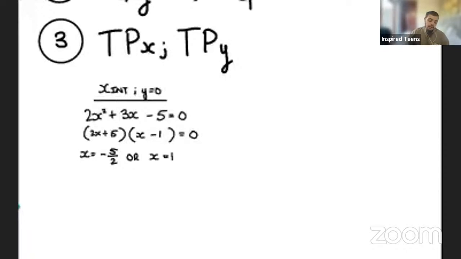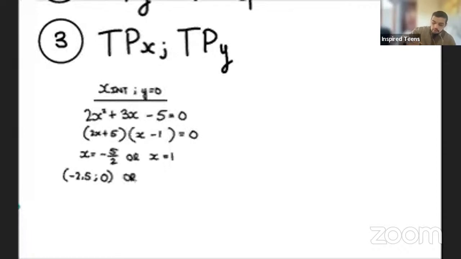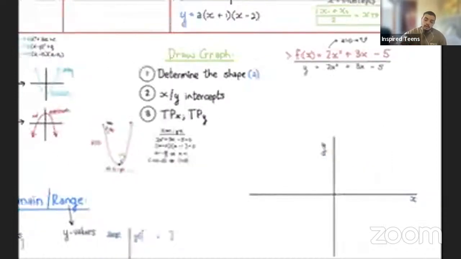Okay, so the coordinates, by the way, if you wanted to note the coordinates of the x-intercepts, you would have negative 2.5 and 0, right? Remember, people always try to confuse. They try to mix the x-intercepts and y-intercepts. No, for the x-intercept, the y coordinate is always 0. For the y-intercept, the x coordinate is always 0. The other x-intercept is 1 and 0. So just keep that in mind.